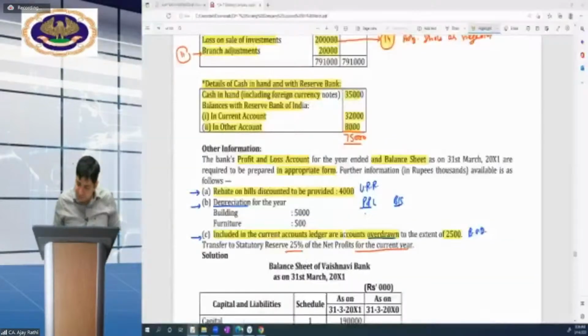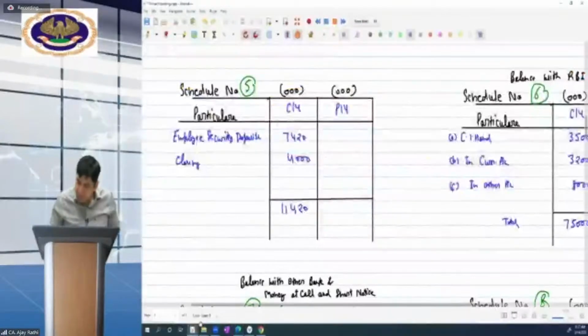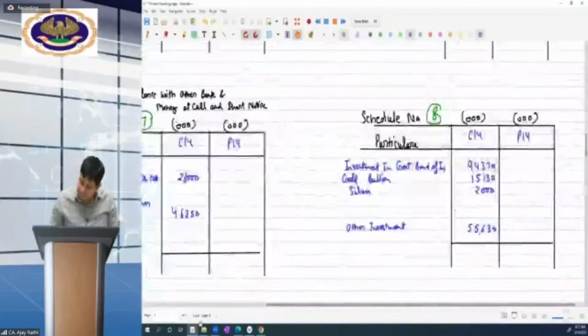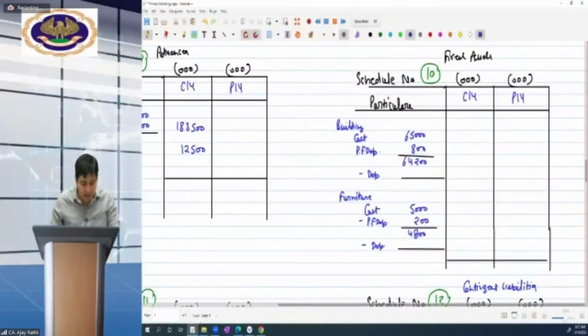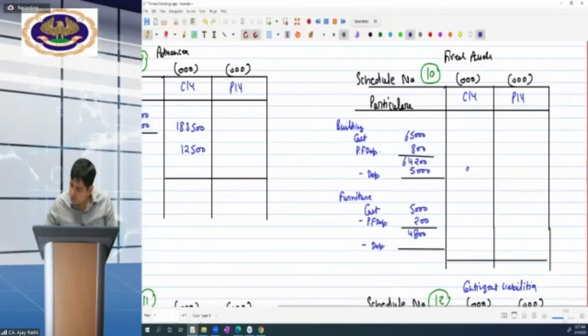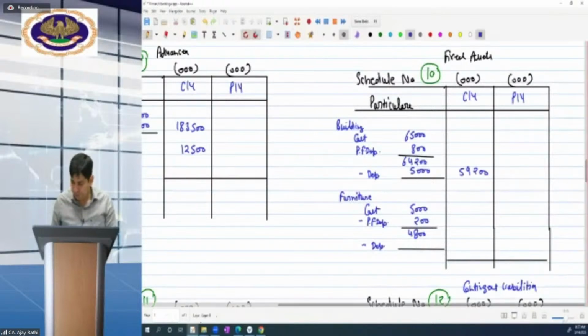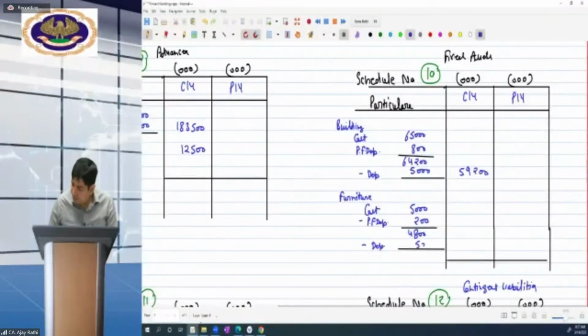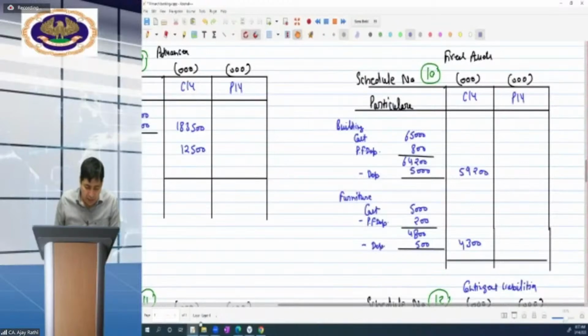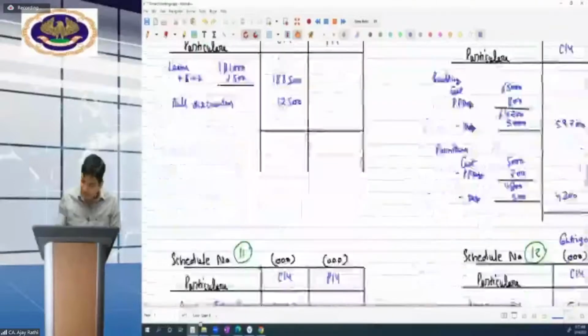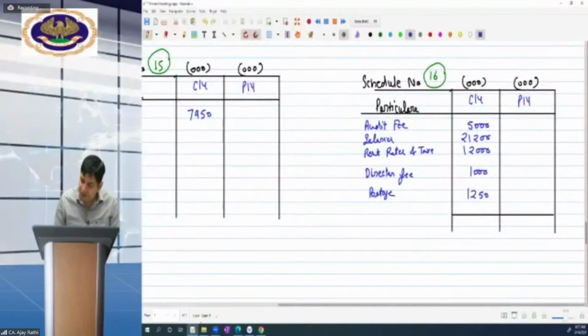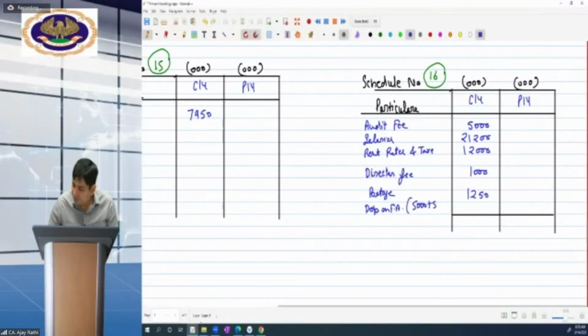After that, now moving to the next adjustment, that is depreciation, building 5,000 and furniture 500. Beta, come to schedule number 10. Current year depreciation for building is 5,000. 14 minus 5 leaves 9, 5. And for furniture it is 500. 8 minus 5 leaves 3. Now the second effect will be on the other side, in schedule number 16, operating expense. Yes, 16. Depreciation on fixed assets, that is 5,000 plus 500, that is 5,500.